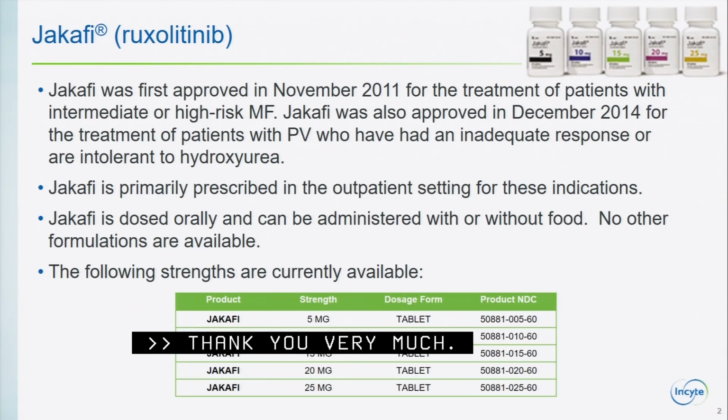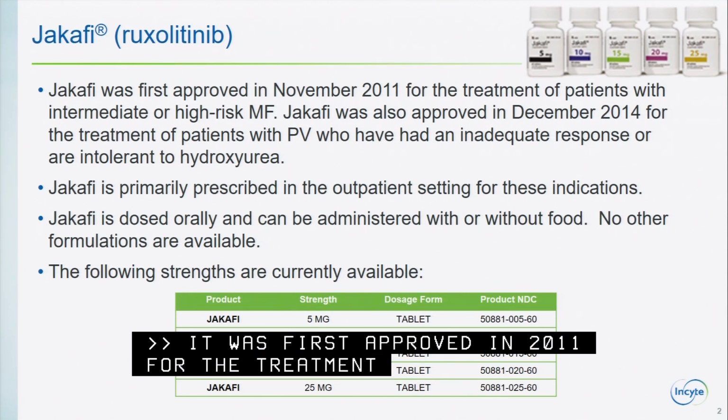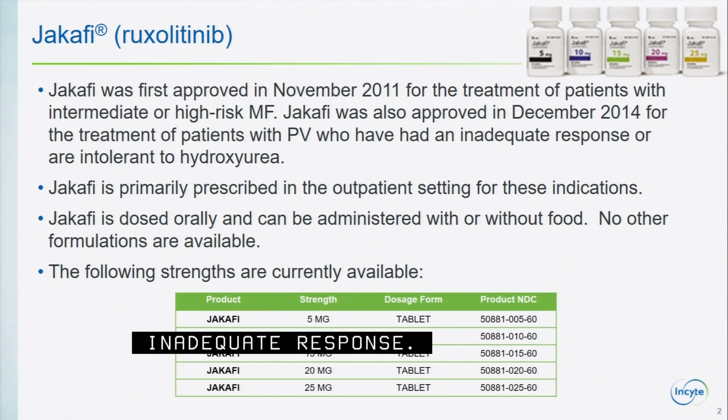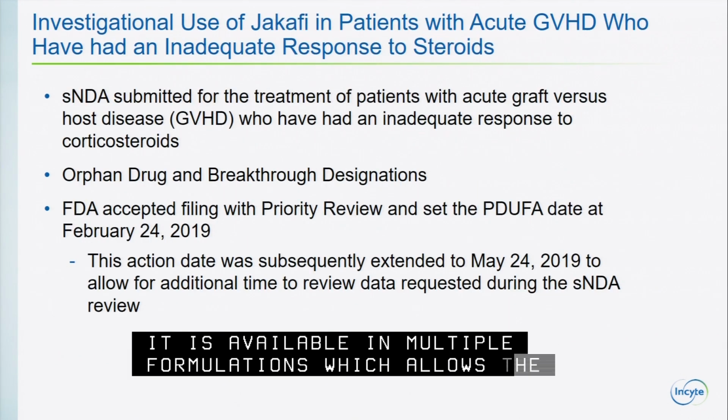So Jakafi or ruxolitinib was first approved in 2011 for the treatment of high-risk myelofibrosis, and also in December of 2014 for treatments for patients with polycythemia vera who've had an inadequate response to hydroxyurea. It's an oral medication. It's a Janus kinase inhibitor that blocks JAK1, JAK2 signaling. It's available in multiple formulations, which allows the healthcare professional to tailor for the approved indications various different schedules and strengths.